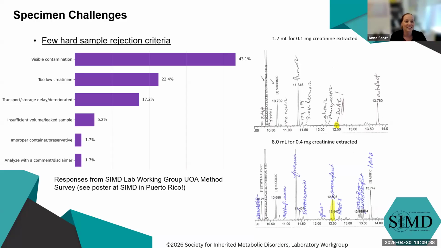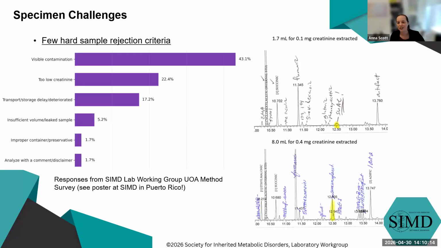And almost the only rejection criterion that there was a near consensus on was if a urine sample is visibly contaminated, we will reject it for testing. Beyond that, most labs will do their darndest to test whatever comes in. Even if it's extremely low creatinine, even if the storage conditions were suboptimal, most of us will take most of whatever you can send. And the reason for that is that sometimes even with a suboptimal sample, we can still make a diagnosis. And that is really important.